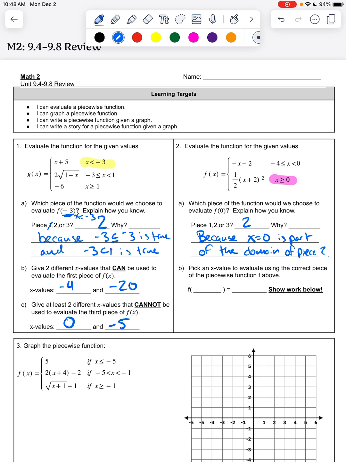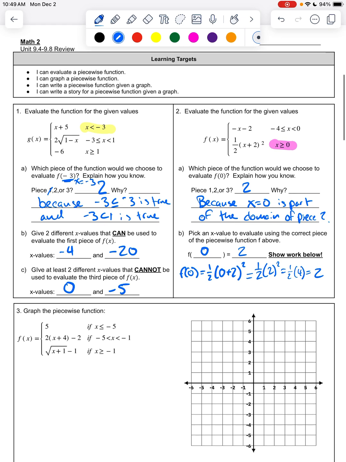It does say pick an x value to evaluate using the correct piece of the piecewise function. We could use any x value that is defined. Since we're talking about 0 already, let's find f of 0. Okay, f of 0 means we're going to use piece 2. 1/2 times 0 plus 2, where x was. We're going to evaluate inside the parentheses first. 0 plus 2 is 2. So 1/2 times 2 squared. 2 squared is 4. And half of 4 is 2. So f of 0 equals 2. If you chose a different x value, totally fine. It does not matter which one you choose as long as you evaluate it correctly.